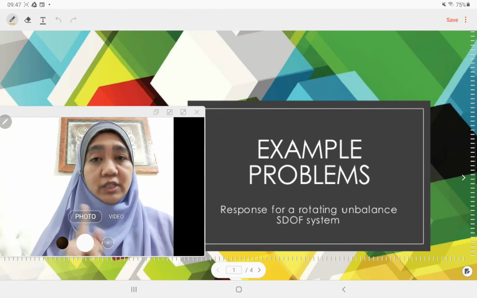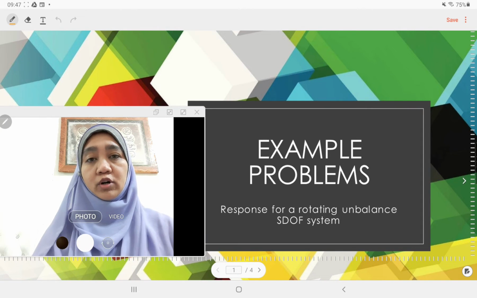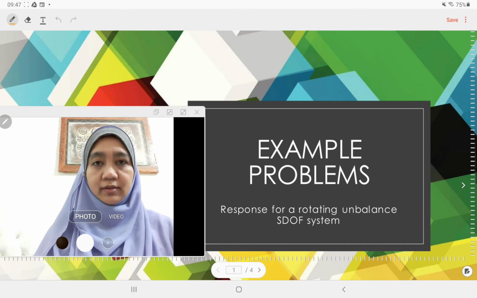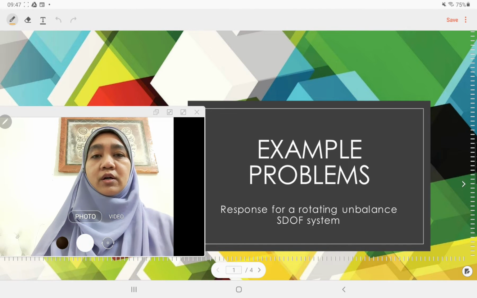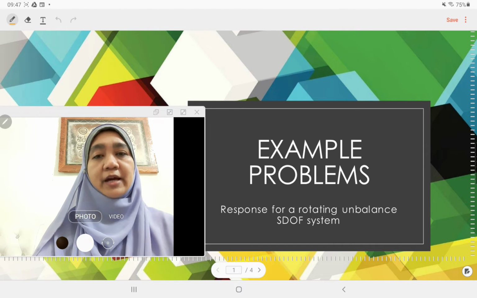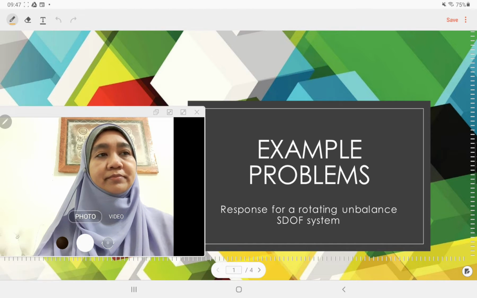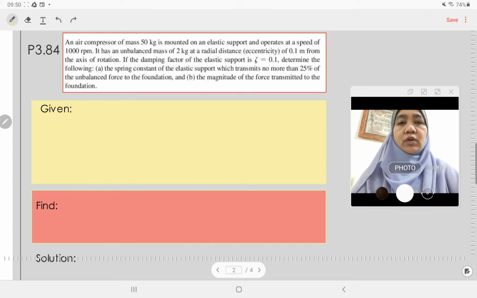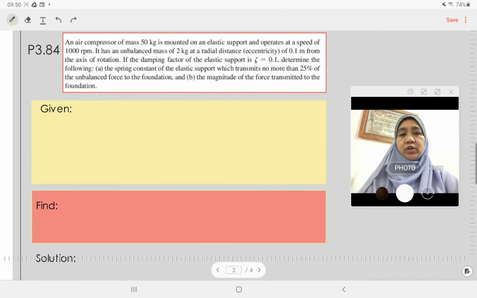So today we're going to take a look at a problem on rotating unbalance. We're still in chapter 3. We'll see how you can find solutions or response to a rotating unbalance problem. So when you have a problem, usually we have to divide it into the given. Look at the variables. What are the variables given?